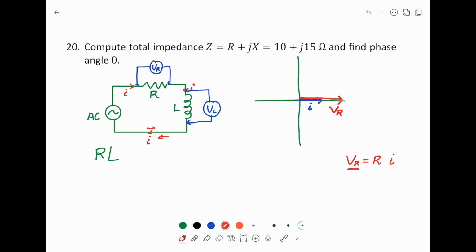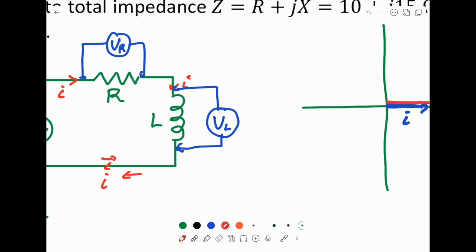This V here we can understand as the peak. It means the maximum, and this is the maximum. However, we can also divide this by root 2, root 2. It means we can also write this one in root mean square value, as long as they are consistent. Now we compare the voltage across L.